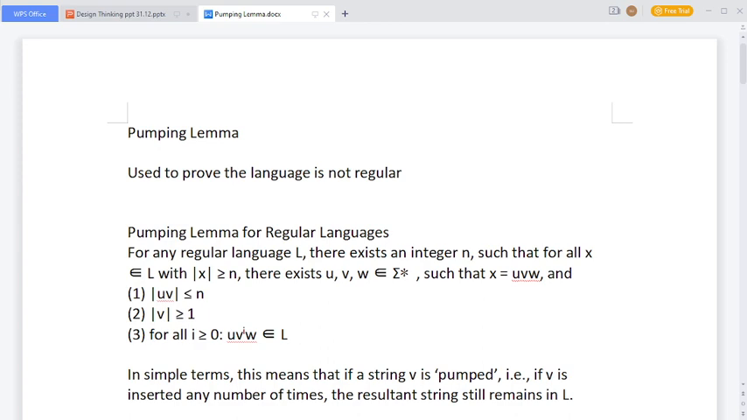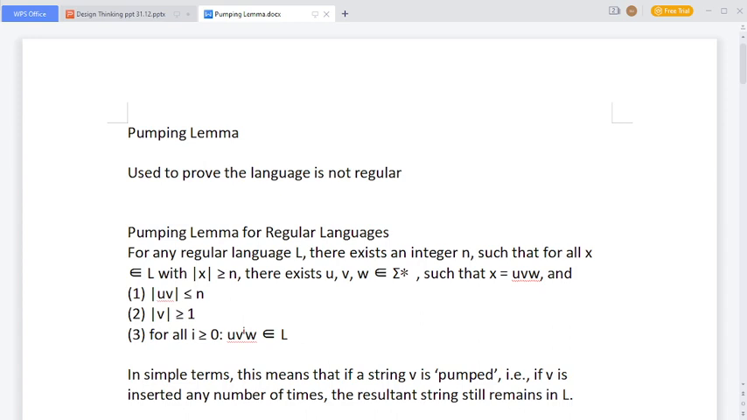For any regular language L, there exists an integer n such that for all x belonging to L, with modulus of x greater than or equal to n. I am going to choose a value n, which can be any value. So what will the value be? That is the modulus of x, the length of the string x in the language, which is greater than or equal to n.